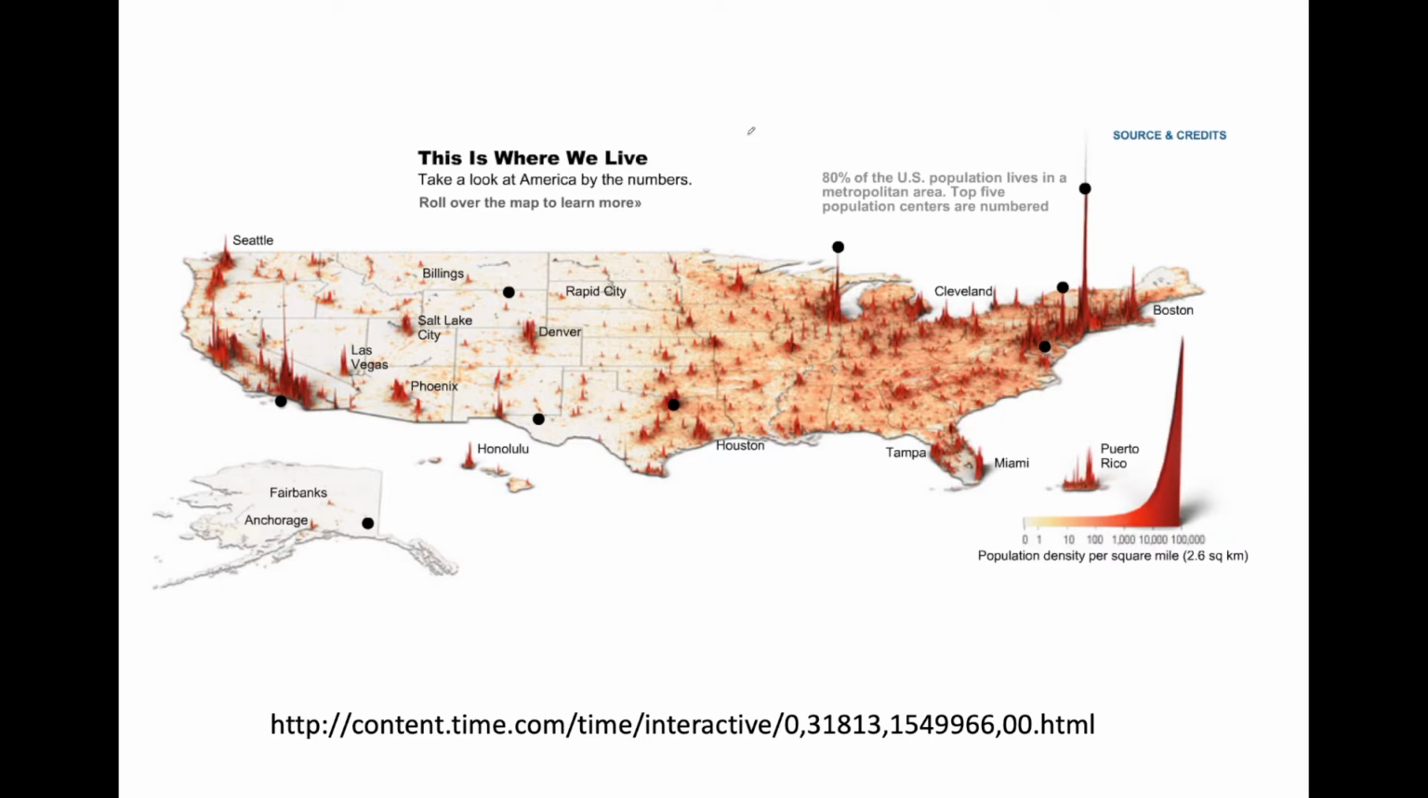So we have a bunch of major cities marked on this map. Billings, Montana, over here. Salt Lake City, Utah. Las Vegas, Nevada. Phoenix, Arizona. Denver, Colorado. Cleveland, Ohio. Boston, Mass. Here's Maine. Portland, Maine. Largest city in Maine is right about there.